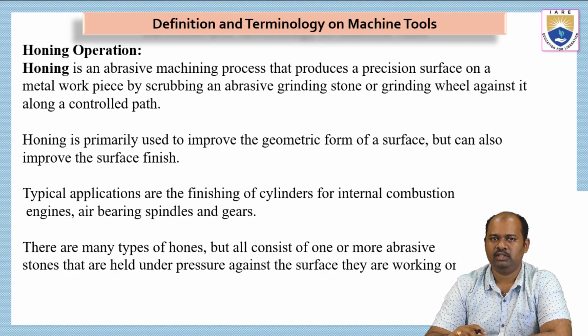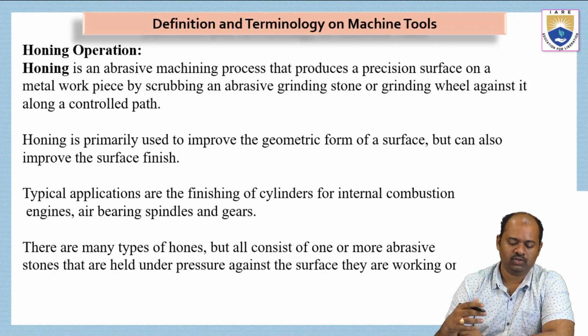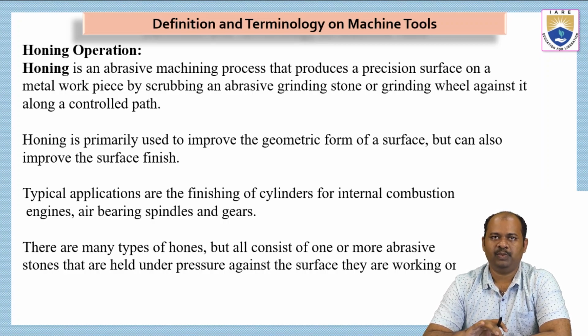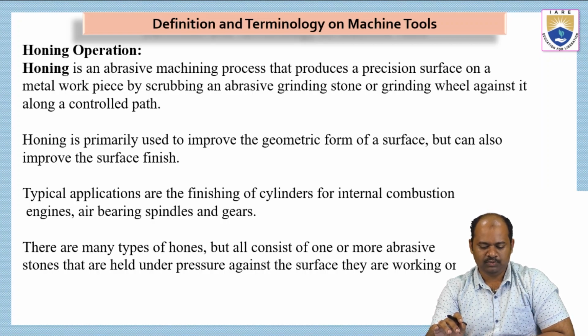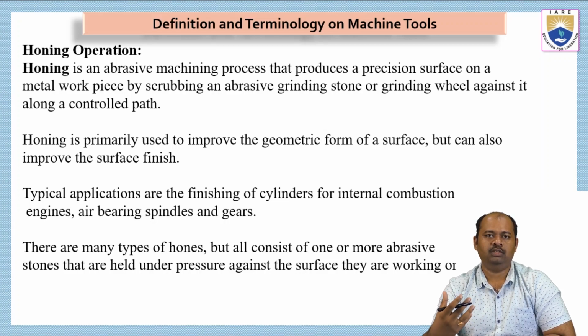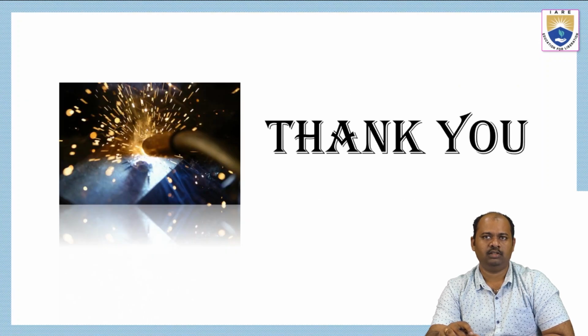This honing process is mostly used in finishing of cylinders for internal combustion engines, air bearing spindles and gears. Wherever precision is more important, at those places we have to use this honing operation. There are many types of hones, but all consist of one or more abrasive materials. Under high pressure, they will act as material removal devices. Most of them contain abrasive particles.